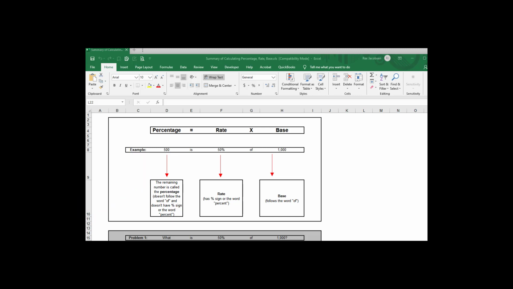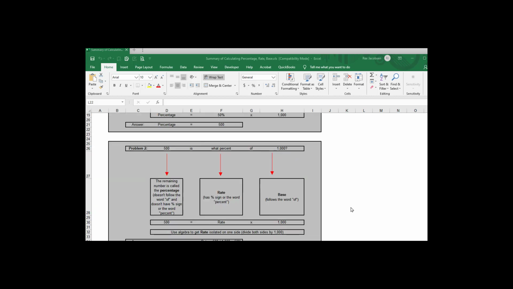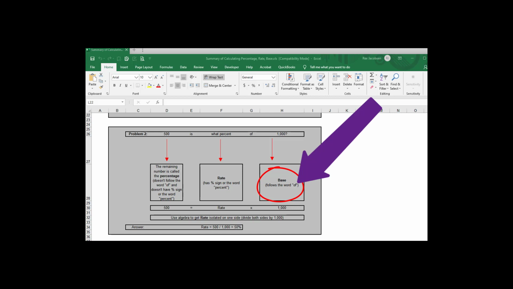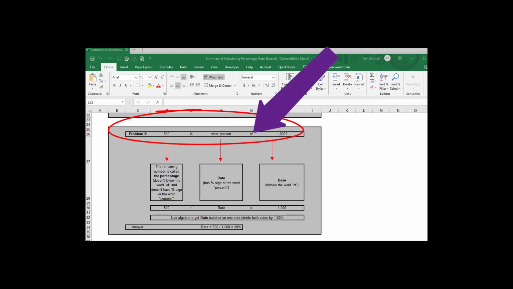So let's talk a little bit more about the rate. Notice the key for finding the rate is it has the percentage sign or the word percent. So I'm going to scroll down to an example where it has the word percent. Notice this question is 500 is what percent of 1,000? Well, let's identify all three variables. We always start with base because it's the easiest one to determine. And remember, the base follows the word of. So in the question, 500 is what percent of 1,000? We know 1,000 is the base.